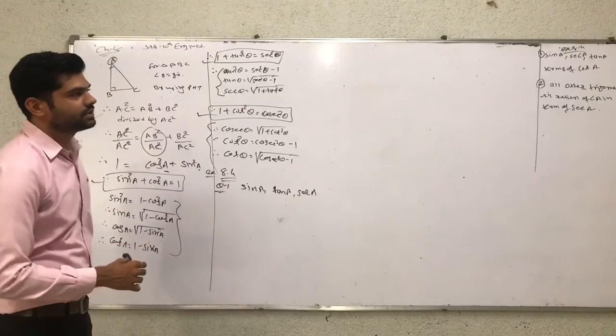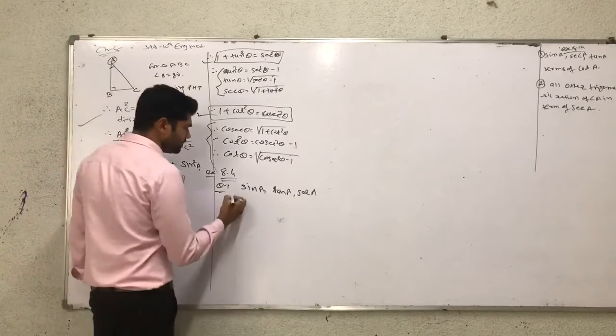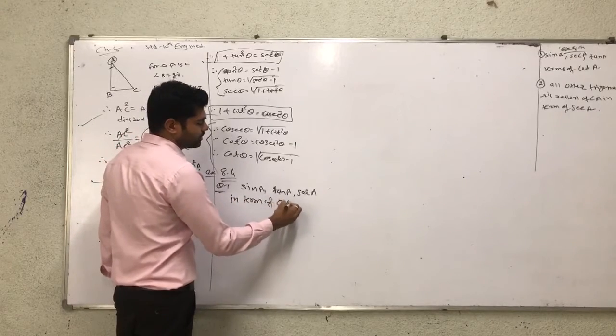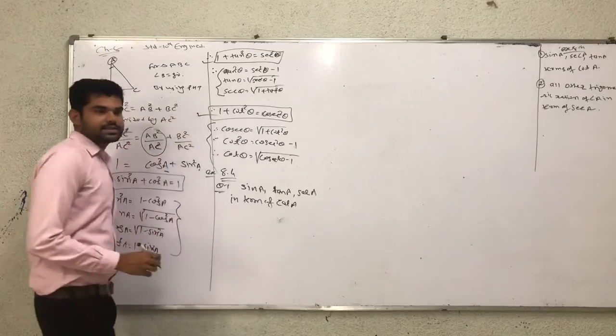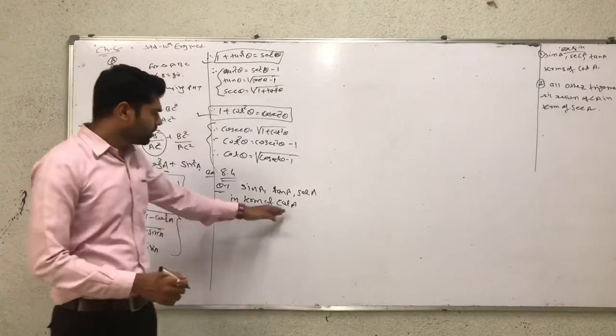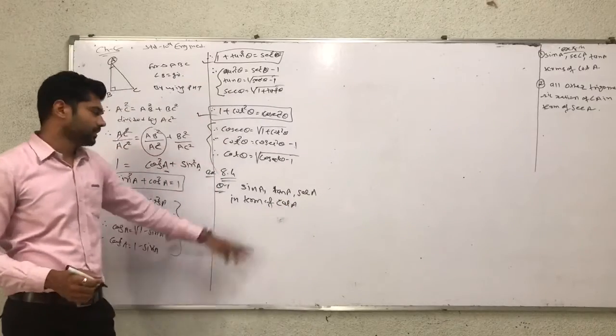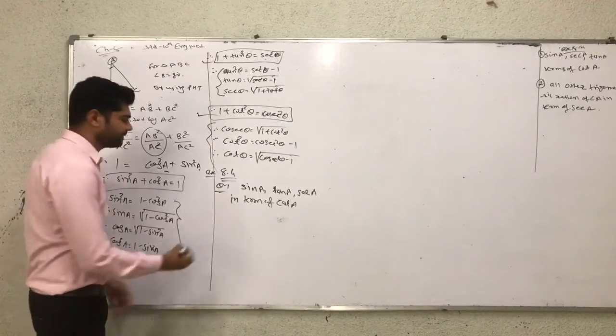Write the value of these 3 trigonometric ratios in terms of cot A. It means sin is converted into cot A, tan is converted into cot, and also sec is converted into cot. So first start with sin A.